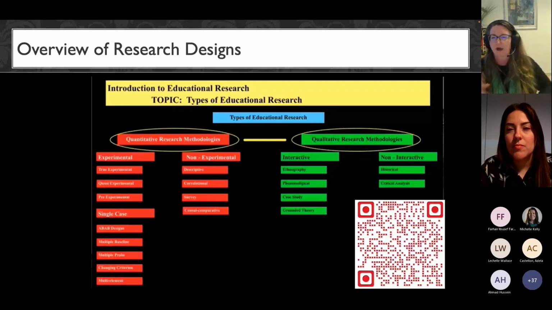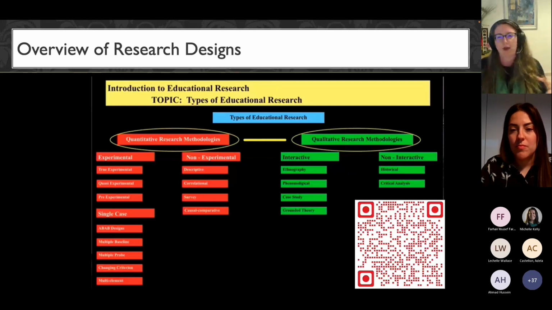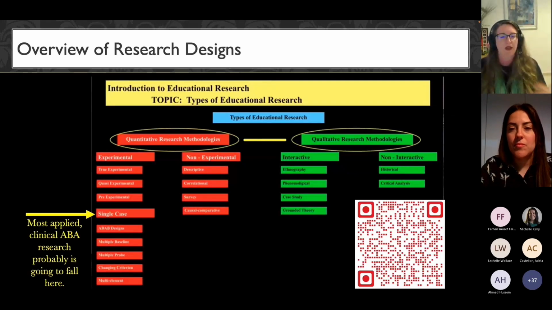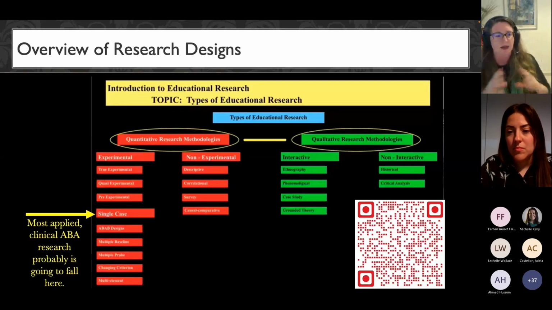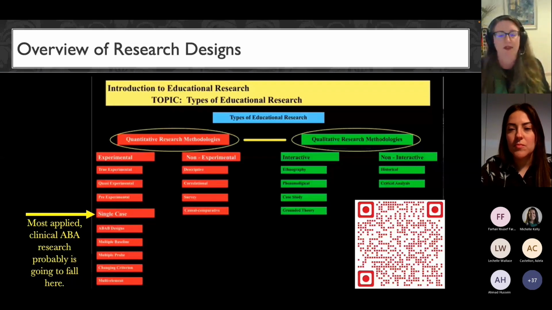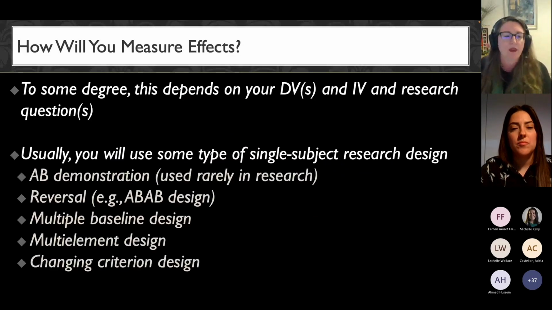It goes over the big categories, qualitative and quantitative. Under quantitative there's experimental and non-experimental. Most applied clinical ABA research is probably going to fall under the single case or single subject research designs. Again, if you want to go deeper, feel free to check out this video, see the big picture, and then see where we reside under the umbrella of different types of research.